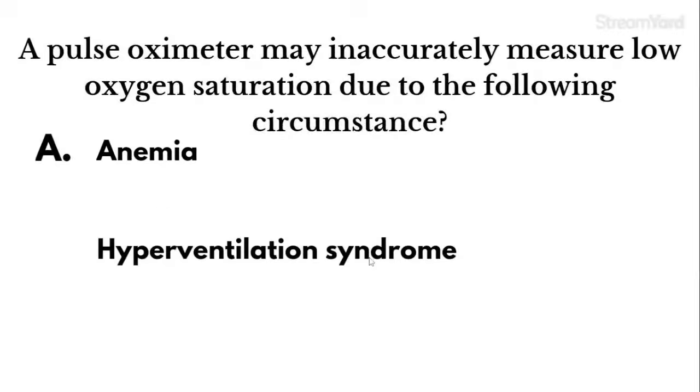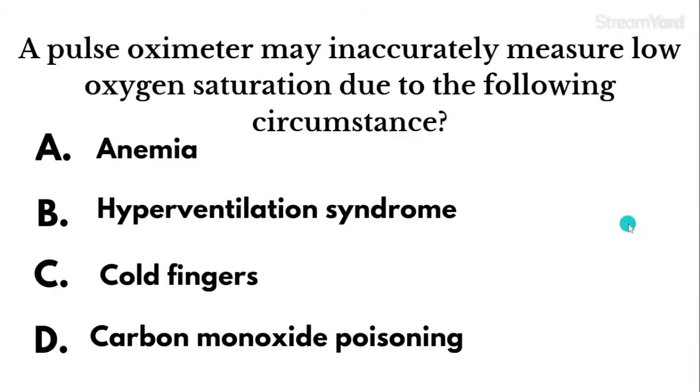All right, next question. A pulse oximeter may inaccurately measure low oxygen saturation due to the following circumstance: anemia, hyperventilation syndrome, cold fingers, or carbon monoxide poisoning. An inaccurately low oxygen reading is measuring low inaccurately. Maria says the answer is C. Anybody else want to answer? Thank you, Maria, for participating.